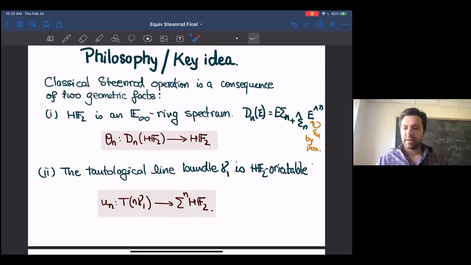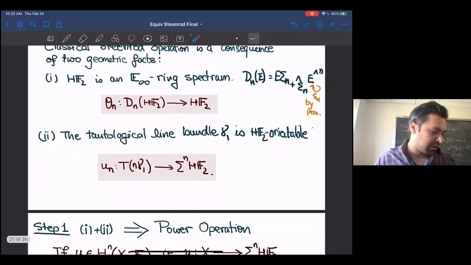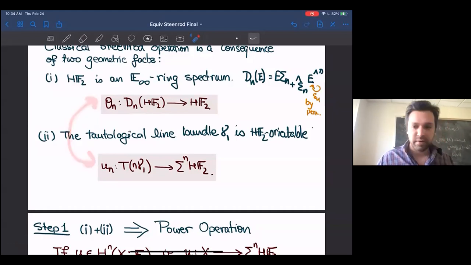And they also satisfy certain criteria because n times gamma 1 plus gamma 1 is n plus 1 times gamma 1. So you can use that to get some compatibility. Okay, so now I'm going to show how to construct the Steenrod algebra using these two, because whoever is familiar with the equivariant world, you can see that there are corresponding analogous statements of both of these in the equivariant world.